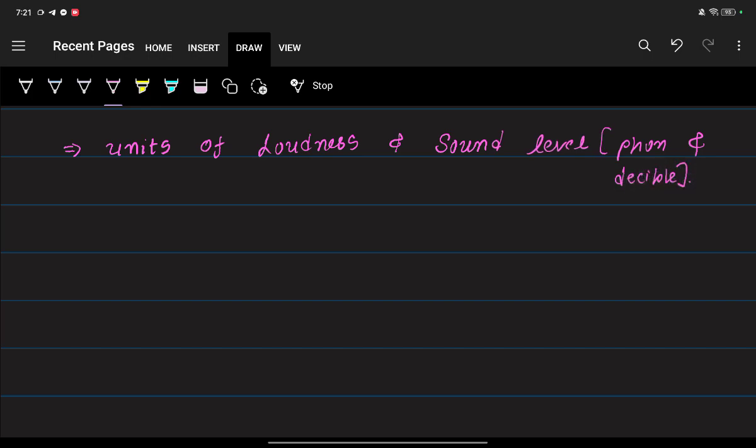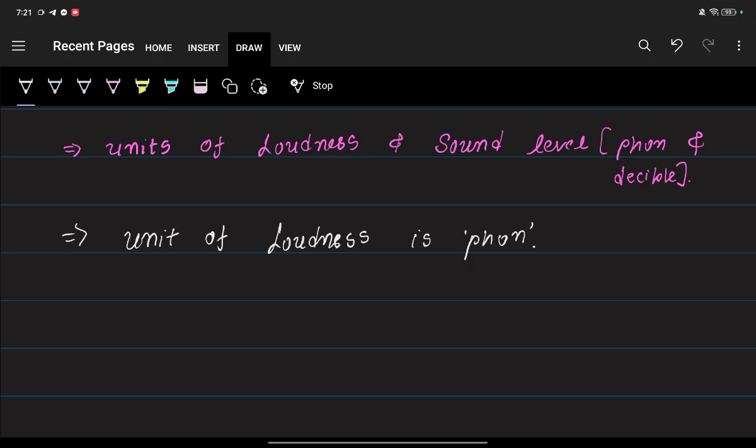The unit of loudness is phon, P-H-O-N. Don't ever forget this, that the unit of loudness is phon.